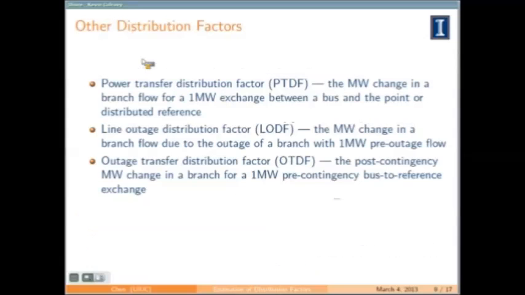And of course, there are other distribution factors as well. The power transfer distribution factor, which represents the megawatt change in a line due to an exchange between two buses in the system. The line outage distribution factor, which represents the change in the megawatt flow of a line due to an outage of another line, and so on. All of these distribution factors are used in some shape or form in various power system studies. But the good news is that these can all be computed once the ISFs are known. So really, we need to restrict ourselves to estimating the ISFs from the previous slide.